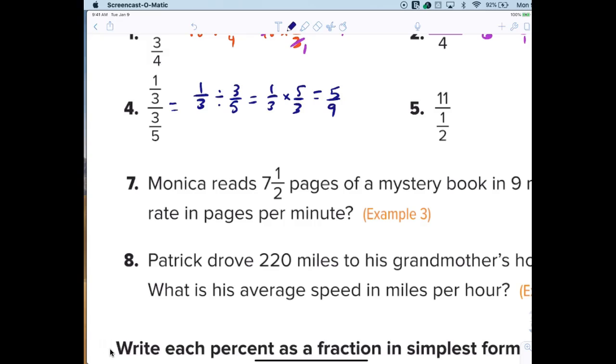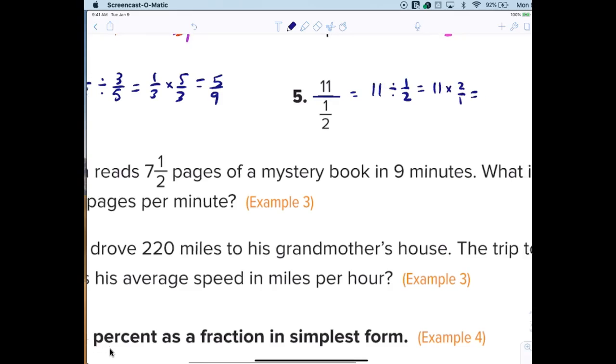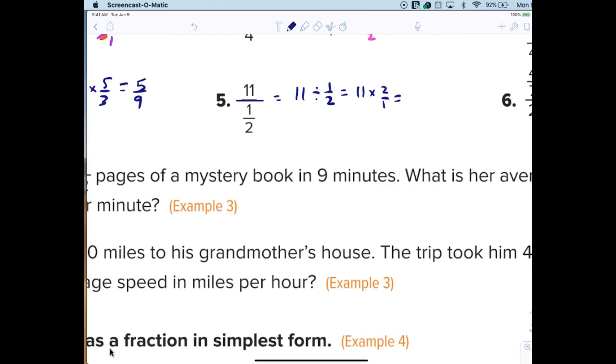Very good. So it's 11 divided by 1/3. Exactly correct. And so it's 11 times 2/1. And you can't cross cancel, so it's 22/1. You are perfect. 22. Anybody have any issues?